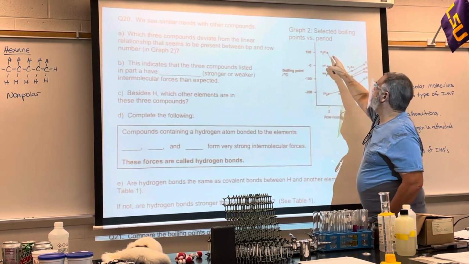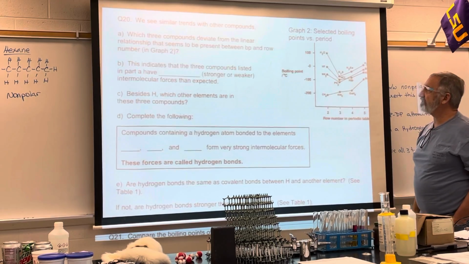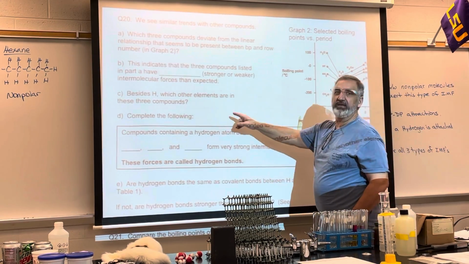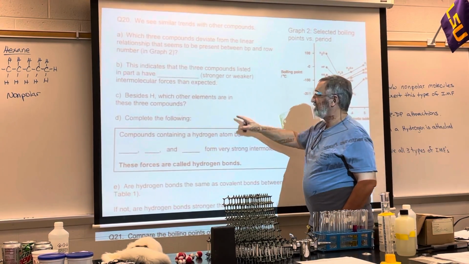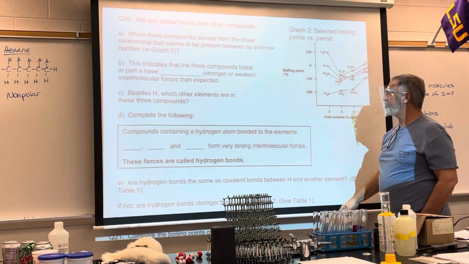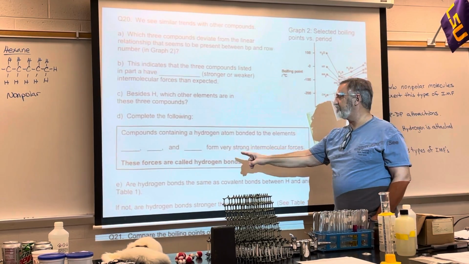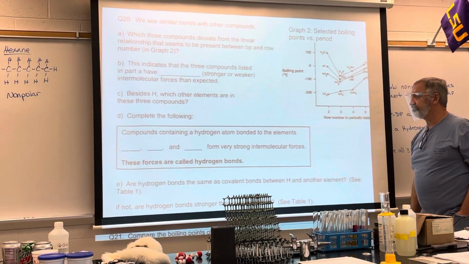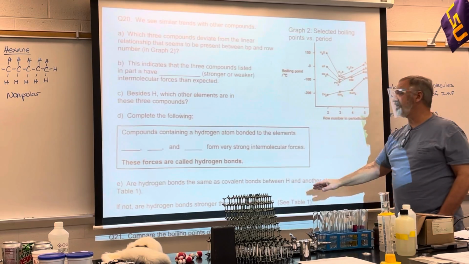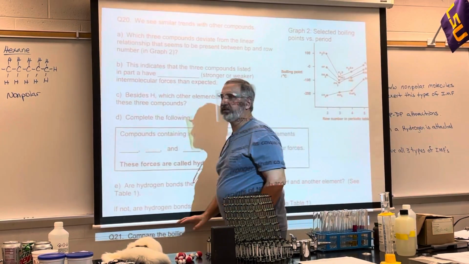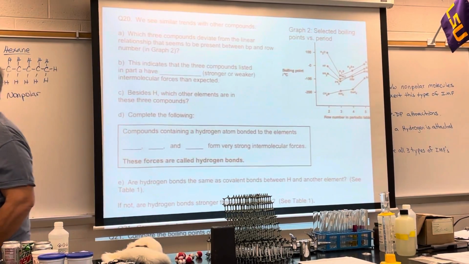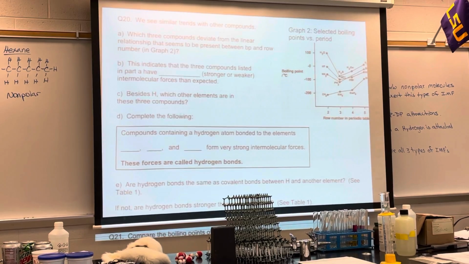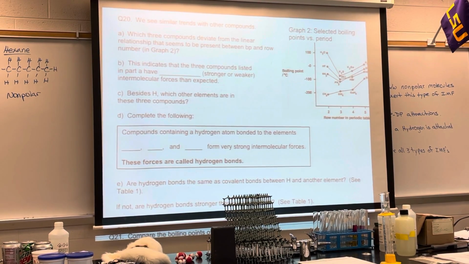Okay? These 3 deviate. Besides H, which other elements are in these? F, O, and N. FON. Compounds containing a hydrogen bonded to the elements fluorine, oxygen, nitrogen. Okay? But hydrogen bonds are not the same as covalent bonds. We'll talk about that, finish that on Tuesday. Okay, go ahead and scan this in. There's a place to scan in your packet. Just do that over the weekend.